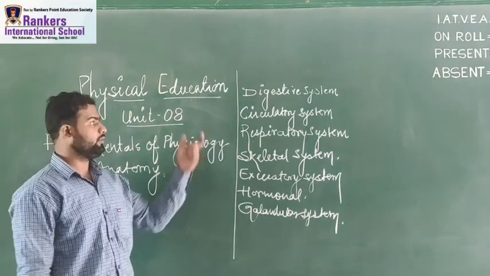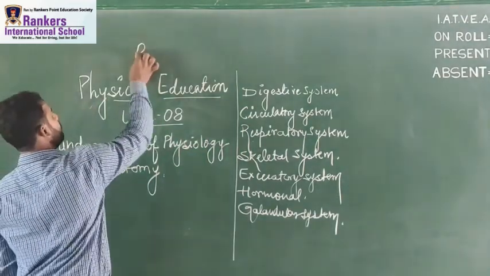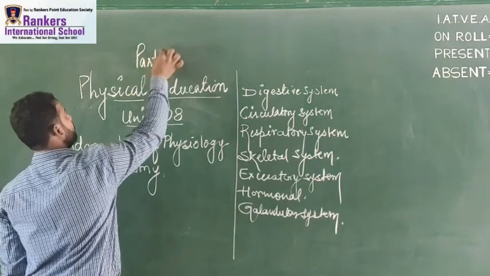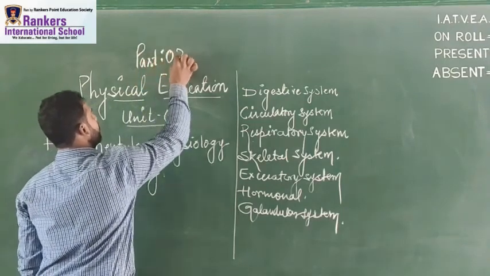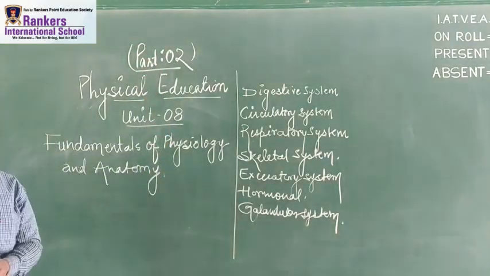So this is about the various systems of the body. And this is part 2 of this chapter. This is part 2 of physiology and anatomy.